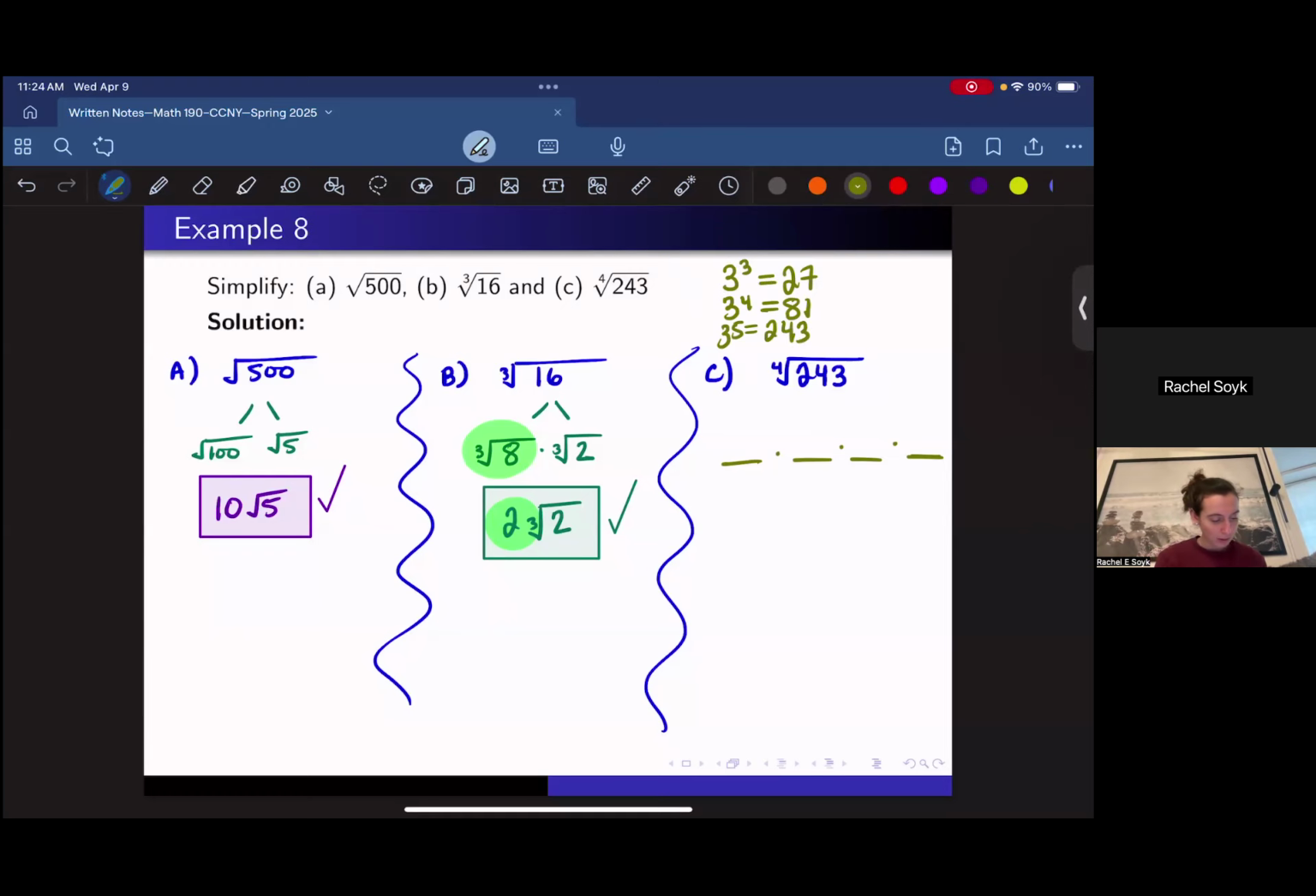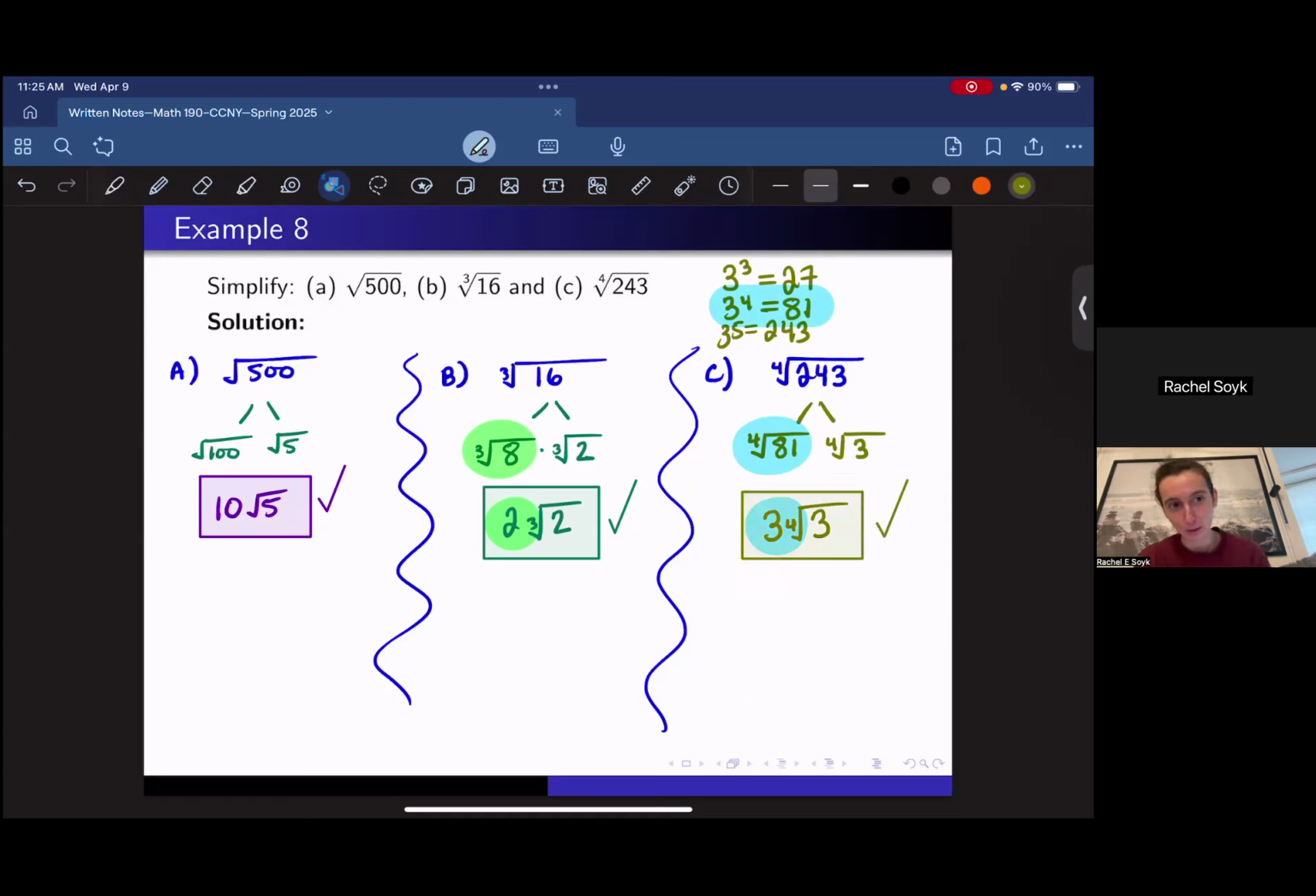So let's go back to what I wrote a moment ago, breaking this up into the fourth root of 81 times the fourth root of 3. And we know that the fourth root of 81, solved it over here, is just 3. But the fourth root of 3 cannot be simplified further, so our final result is just 3 times the fourth root of 3. And we're done.